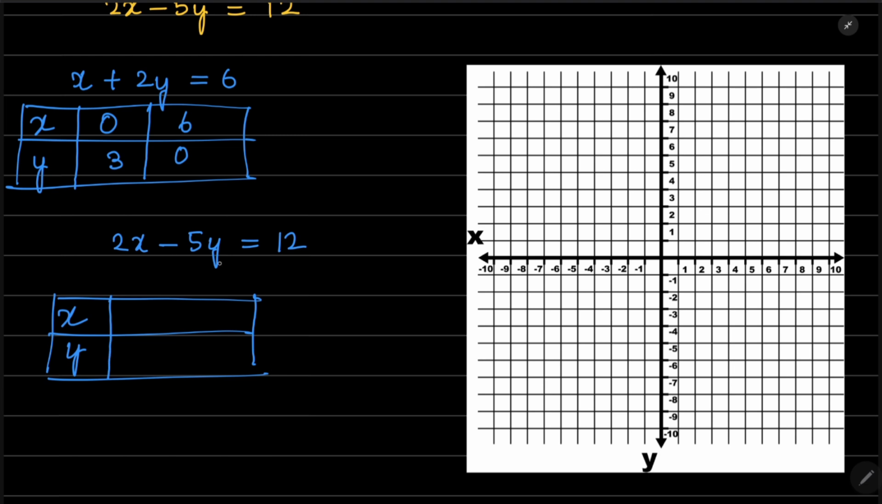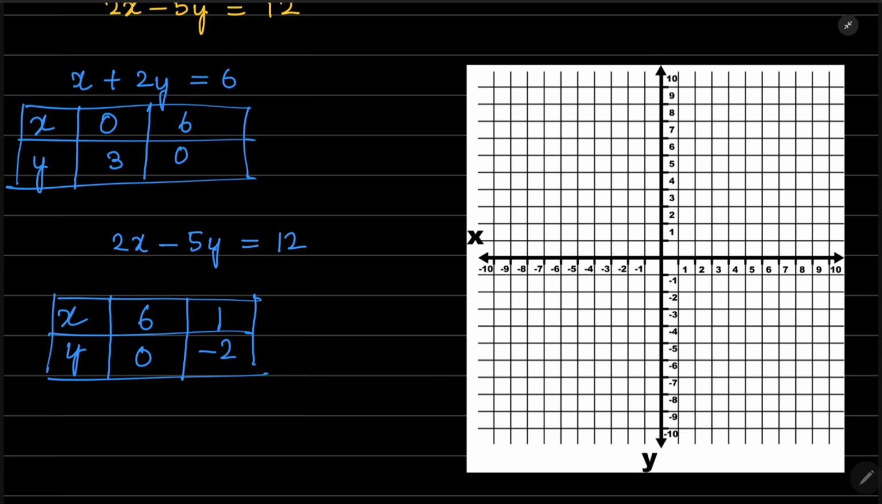So, if y is equal to 0, then 2x equals 12, x equals 6. Right? And then, if y is equal to minus 2, then it will become 10. If it goes to the other side, 12 minus 10, which is 2, x will be 1. Let's go ahead and plot it.